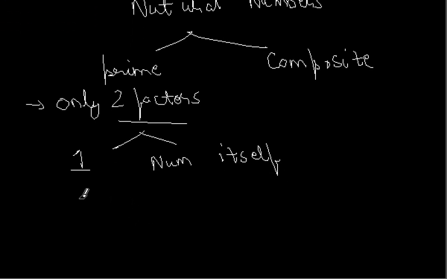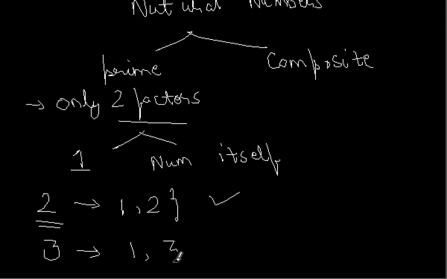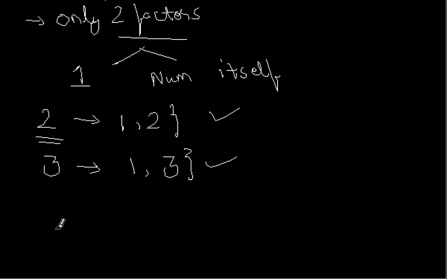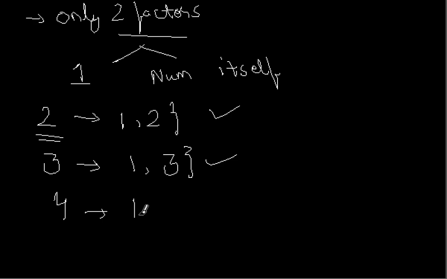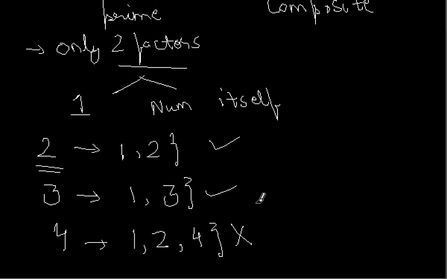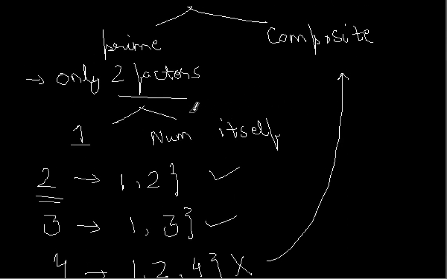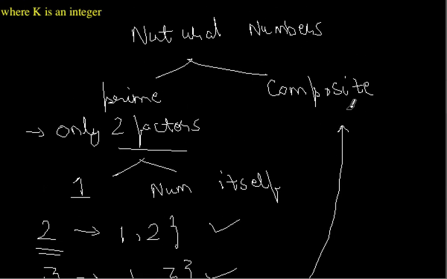Let's look at the smallest prime number. The smallest prime number is 2. Why? Because the factors of 2 are 1 and 2. So there are only two factors, 1 and the number itself. So 2 is a prime number. Similarly 3, we have only two factors, 1 and 3, so it becomes a prime number. But for 4, 1 is a factor of 4, 2 is a factor of 4, and 4 is a factor of 4. So basically we have three factors. So this is not a prime number, and therefore it's a composite number. So all those positive integers which are not prime numbers are called composite numbers.